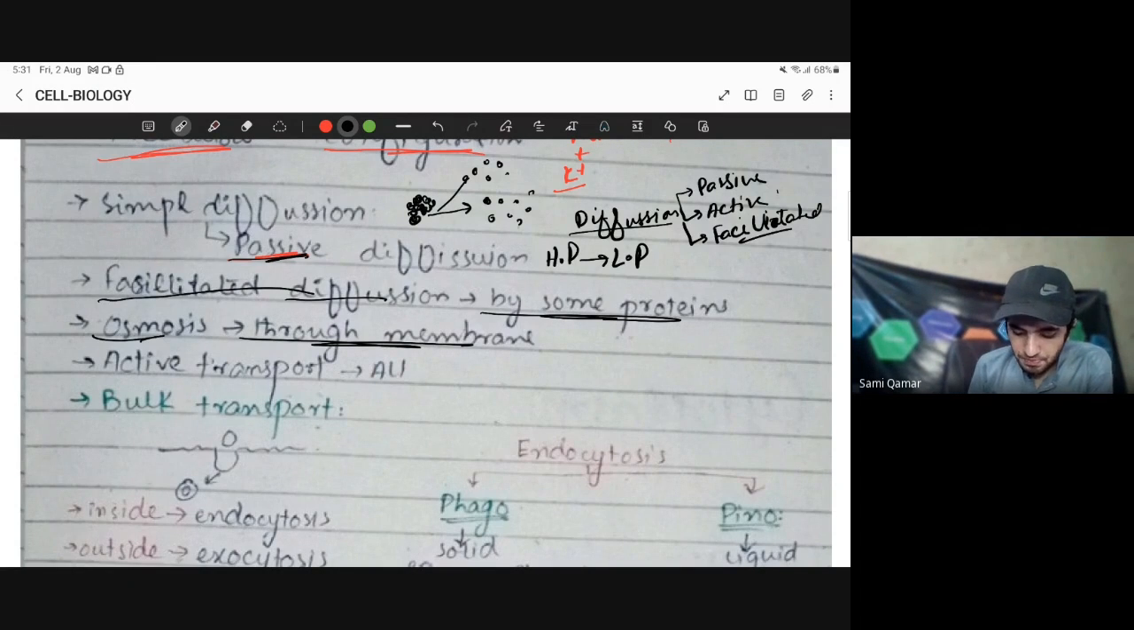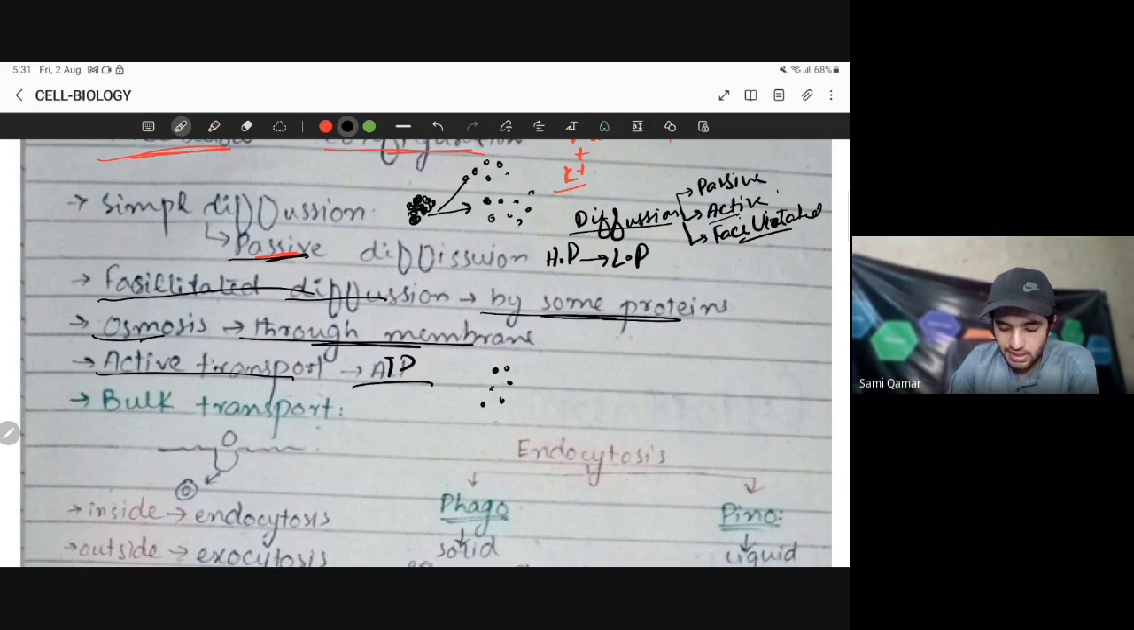So the important thing is active transport, the third type. It is going to be using ATP. For example, if you are moving things from low potential to high potential, it would be against the gradient. It means that one quantity is less and you are forcefully moving it to the higher quantity. You will need energy in the living body.